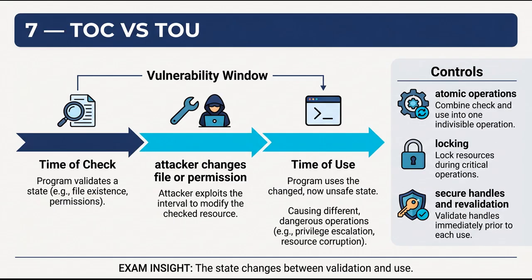Imagine an application checking that a temporary file belongs to the current user. An attacker replaces the file with a link before the privileged application writes to it. The check was correct at that moment, but the later use is unsafe.